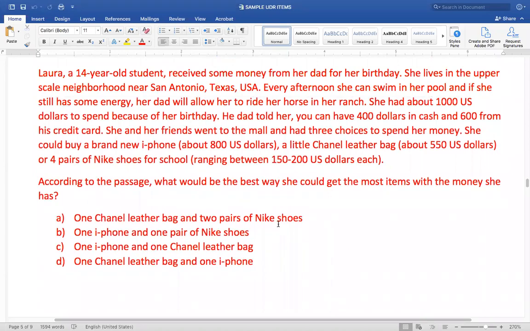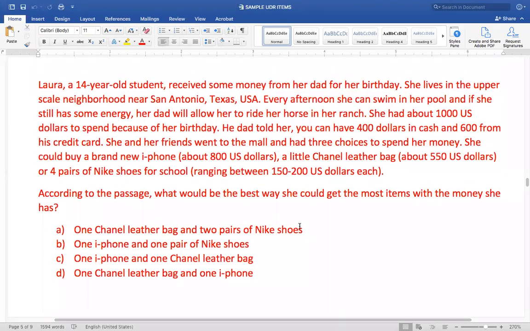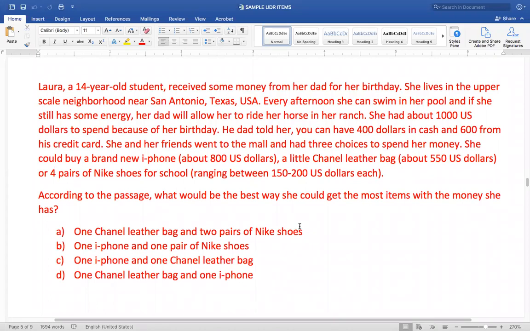So choice number one, Chanel leather bag and 2 pairs of Nike shoes, 1 iPhone and 1 pair of Nike shoes, 1 iPhone and 1 Chanel leather bag, 1 Chanel leather bag and 1 iPhone. So you are already thinking, definitely we have here socioeconomic bias. So imagine that I am a student who is being tested with this test question and passage. What if I have never have access to any of these items, right? So first of all, it is very unlikely that a parent will give their child $1,000 to spend for their birthday and let them go to the mall and spend all this amount. And we're talking about here items such as iPhones, Chanel leather bags, Nike shoes, okay, which are very expensive. So if I have never had access to this, I may not even know what brands these are, right?